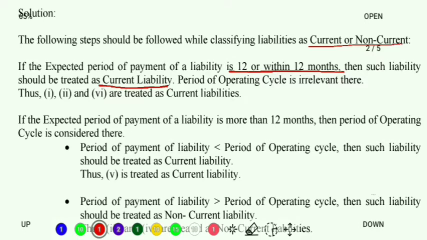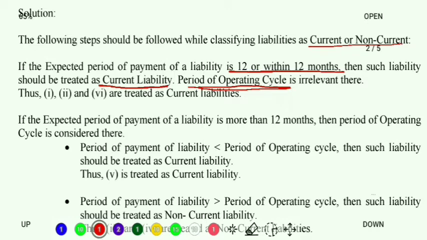In step 1, what are we supposed to do? We are supposed to check the expected period of payment of that particular liability. If it is 12 or less than 12, then automatically we can classify that liability as a current liability. We are not going to compare it with the operating cycle over here. The data given for the operating cycle is irrelevant in the first step.